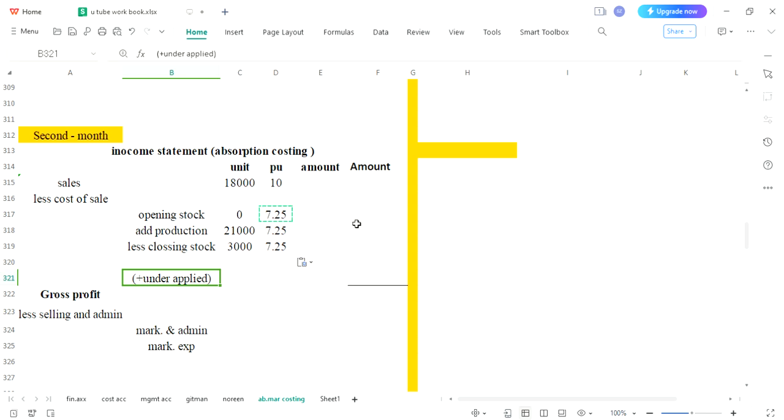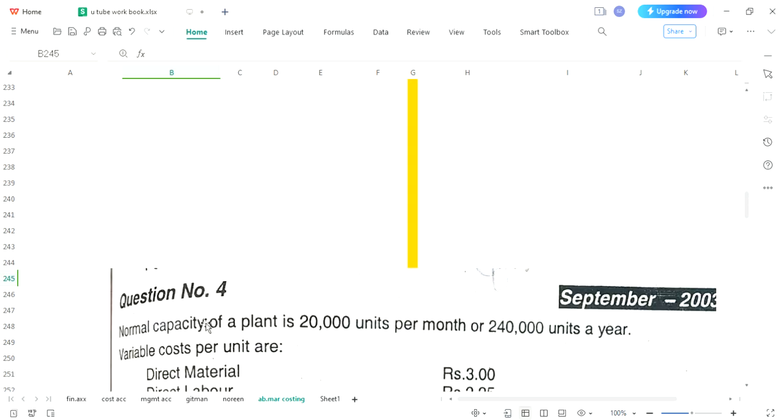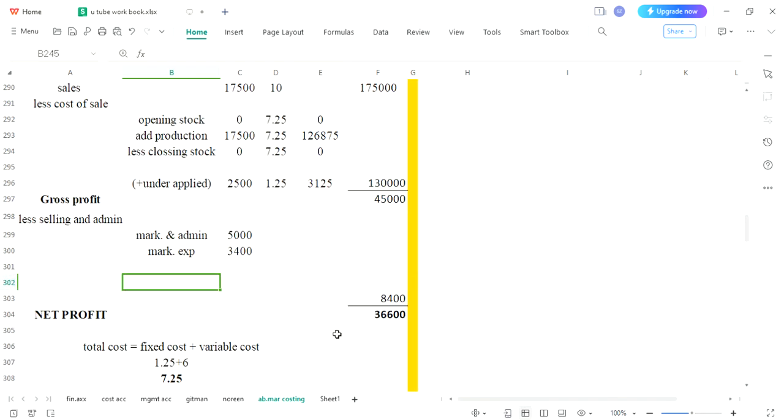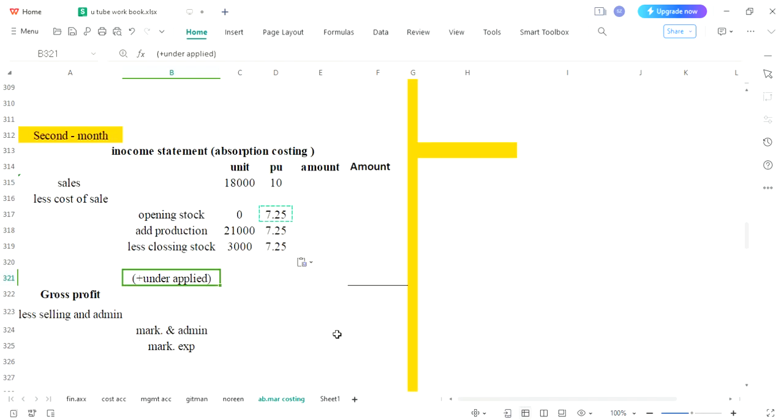For that, let's get back to the question. Normal capacity is mentioned as 20,000 units. This is our standard, and in the second month we have produced 21,000 units while the standard was 20,000. Look here, 20,000 was the standard and we have produced 21,000. So we have overworked. 1,000 extra production was made. It means in this section it is not under applied, it would be over applied.